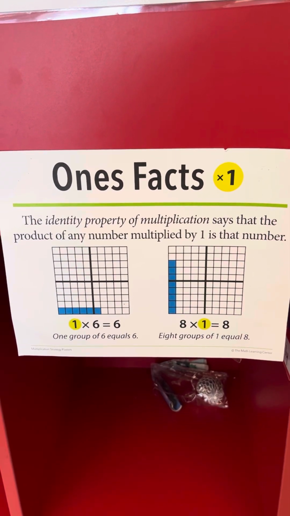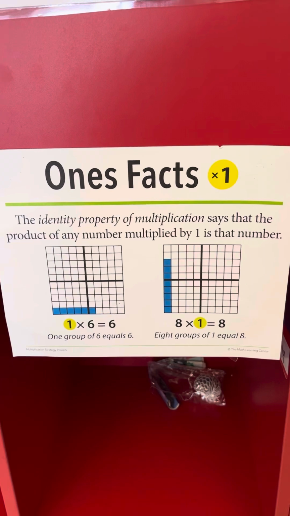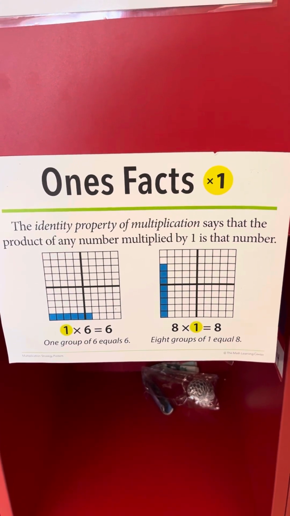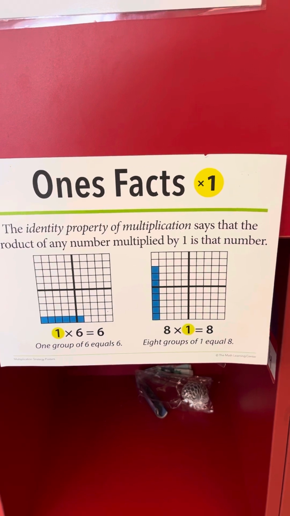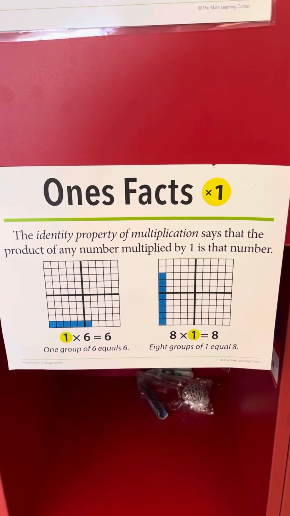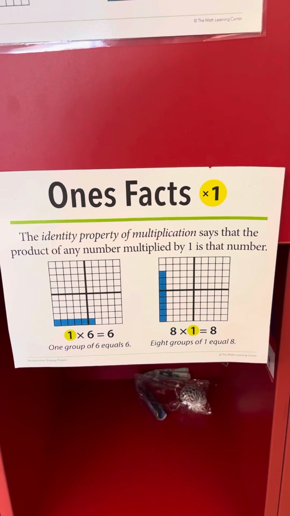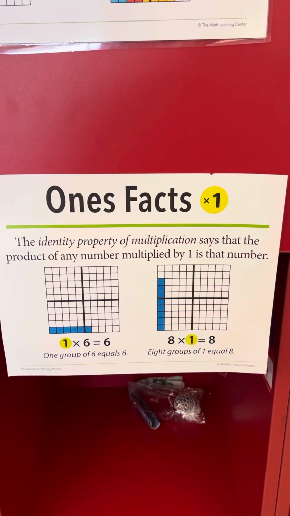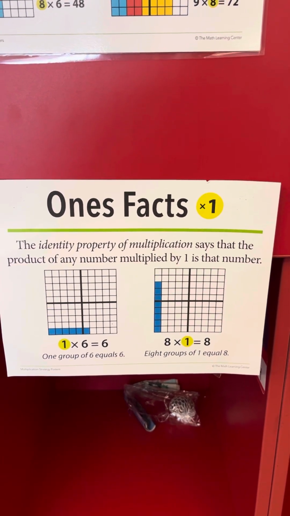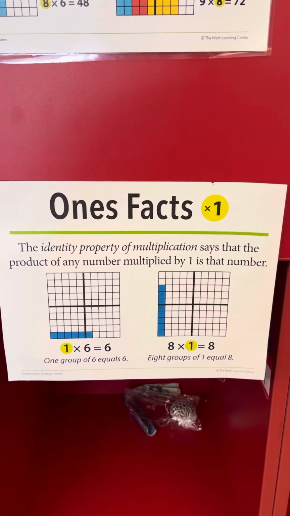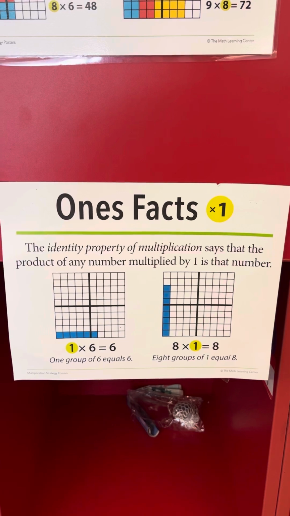The second example, 8 groups of 1. If I make 8 circles and put 1 dot inside each, I have 8 circles with 1 in each. That would be 8. 8 times 1 equals 8. Another way to think of this, anytime you multiply by 1, the answer is always the other factor. So if I were doing 27 times 1, the answer is 27. If I'm doing 1 times 10, the answer is 10.